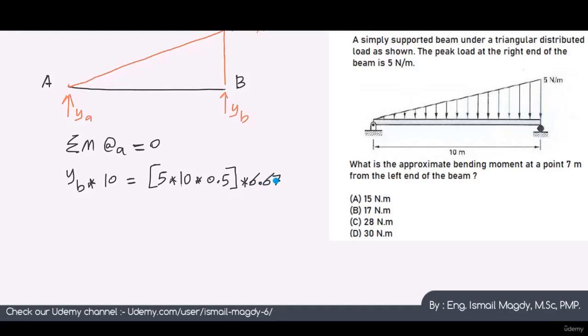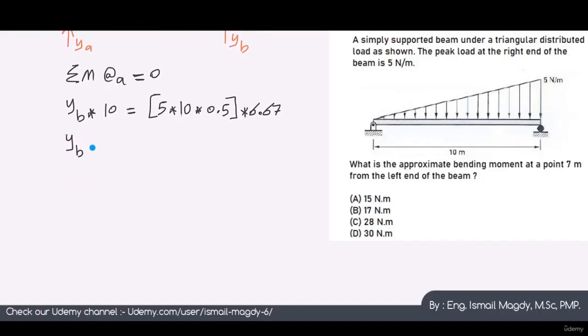6.67 meter, because we know that the centroid of any triangle is 1/3 from the base and 2/3 from the other side. So it will be here. So the third of the 10 meter is 3.33 meter from this side. So the remaining distance will be 6.67. So solving this equation, it will result in YB equals 16.7 Newton.